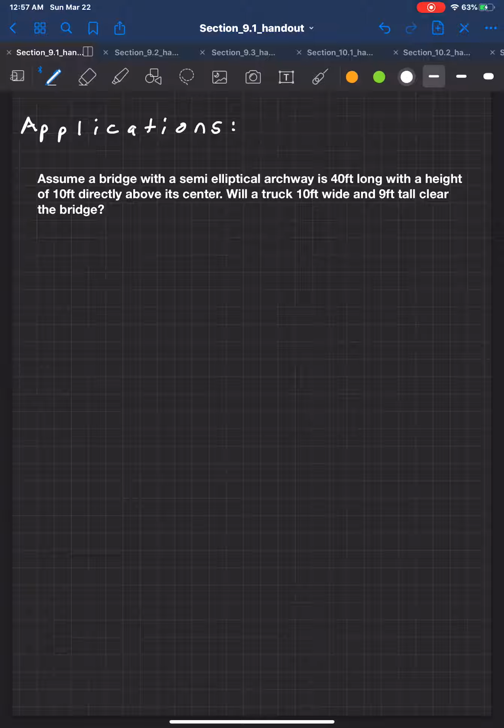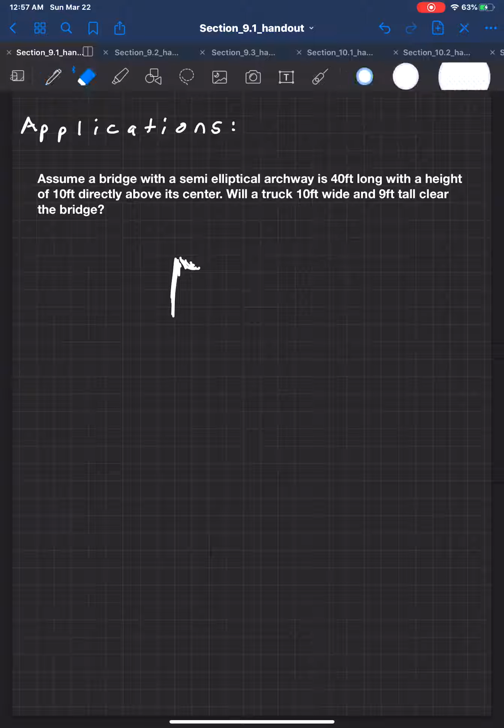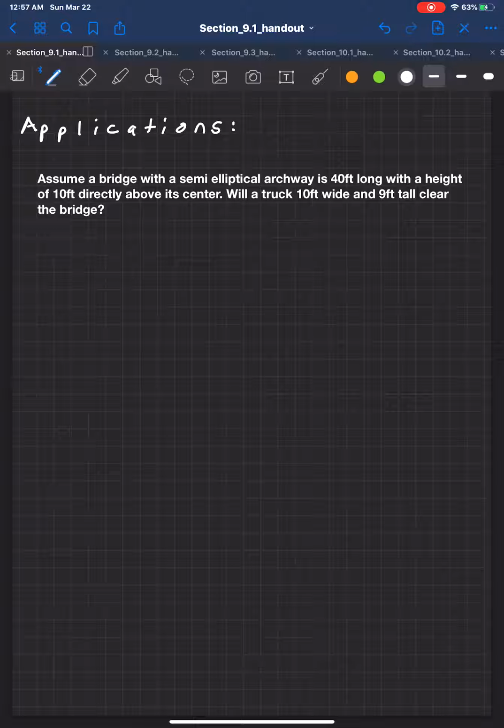Last question. So it says, assume that a bridge with a semi-elliptical archway is 40 feet long with a height of 10 feet directly above its center. Okay, so let me see if I can make sense of that. So we have some type of bridge, right? Some type of bridge that's semi-elliptical. Let me see if I can draw that. And let's say it looks something like this.